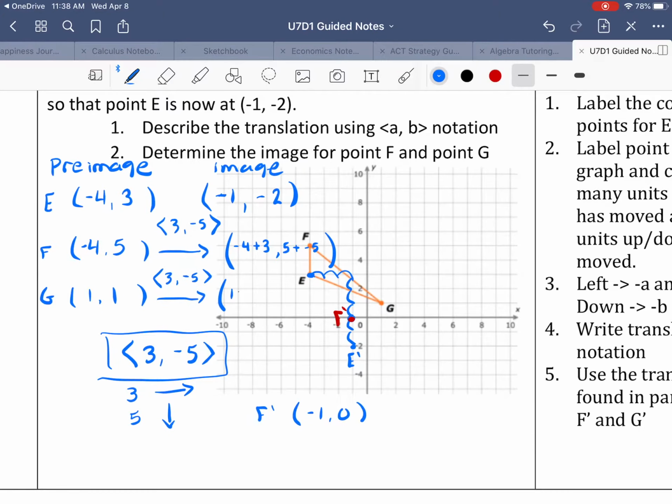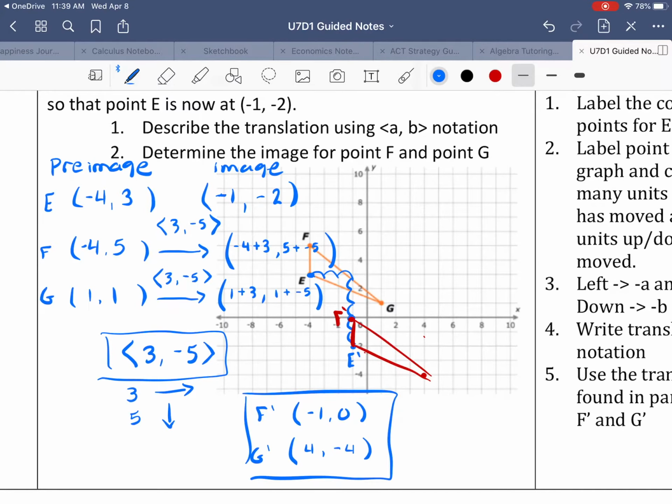And then doing the same thing here for G, we would do 1 plus 3, 1 plus a -5. And then our G prime becomes 4, -4. And then again, that becomes 4 and -4, which is right here. And then we can actually draw our image, just like that. So here are the coordinate points for our image, F prime and G prime.